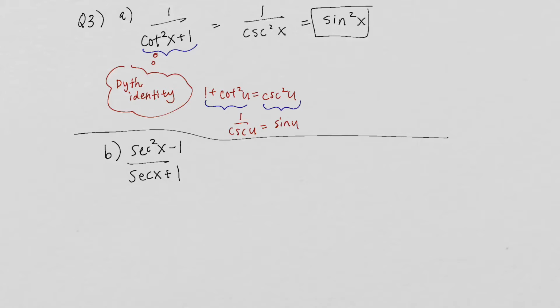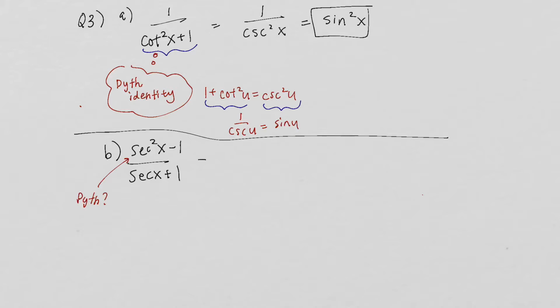Okay, on to part B. Part B, you do have the option of using a Pythagorean identity again. You might think that that might work for this. But actually, since this numerator and denominator already each have secant in them, we probably don't want to change it to a different trig identity.